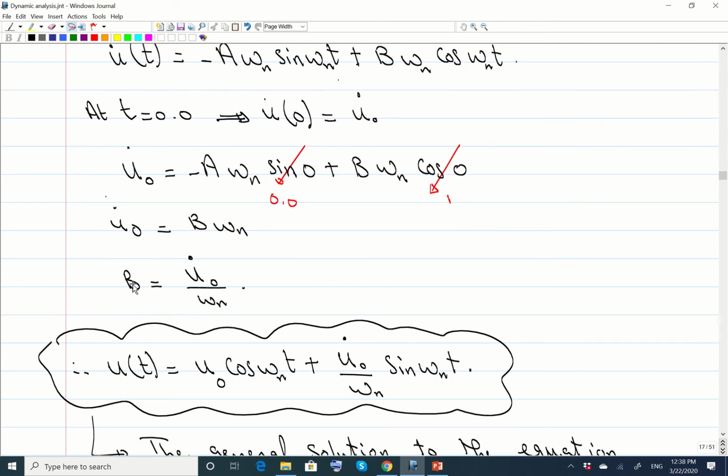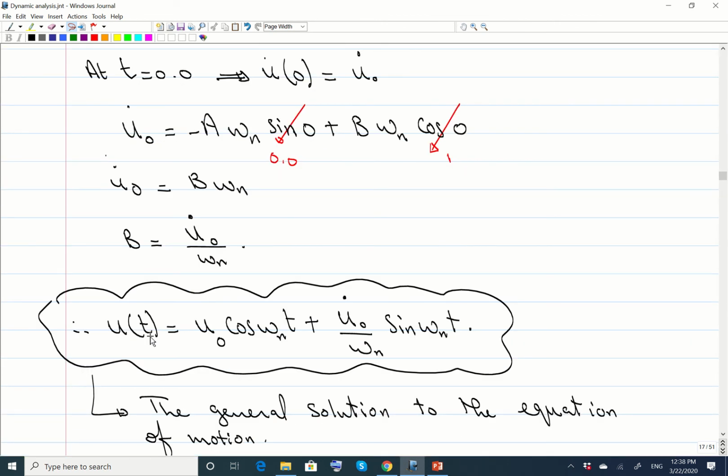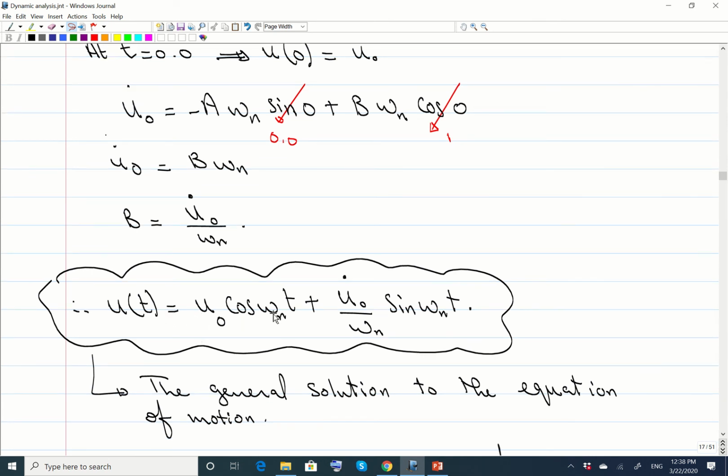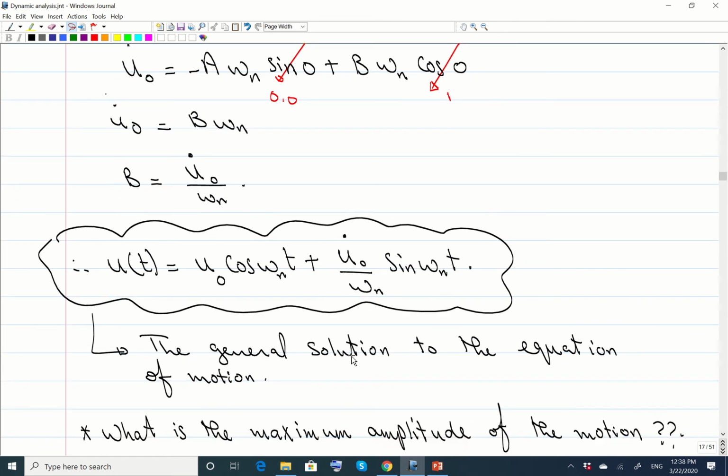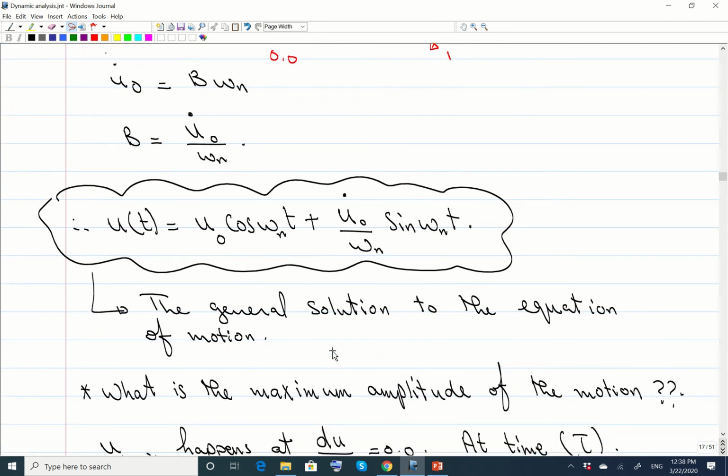Substituting those two constants a and b that we found into the equation, u of t, the displacement at any time under free vibration for that structure, can be calculated from this equation: u naught, the initial displacement, multiplied by cosine omega nt, plus u dot naught divided by omega n multiplied by sine omega nt. This is the general solution to the equation of motion.